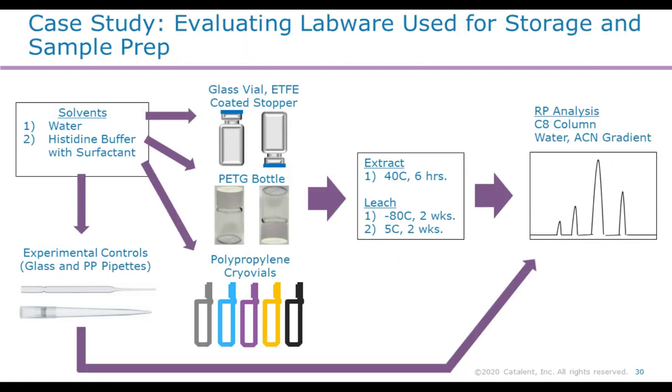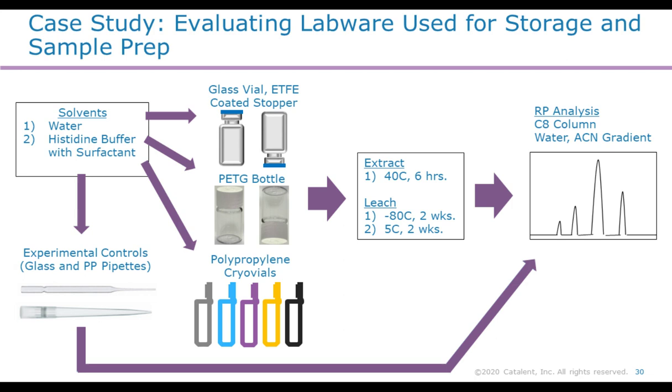A case study was performed to evaluate various polymers that an ADC may come in contact with during storage and testing. The goal was to determine if any of the labware contributes peaks that interfere in a reverse phase assay used to measure free drug levels. There were two different solvents that we selected. One was ultra-pure water, and the other was a histidine buffer containing surfactant at neutral pH. This buffer system is a very common formulation for biologics, which is why it was selected.